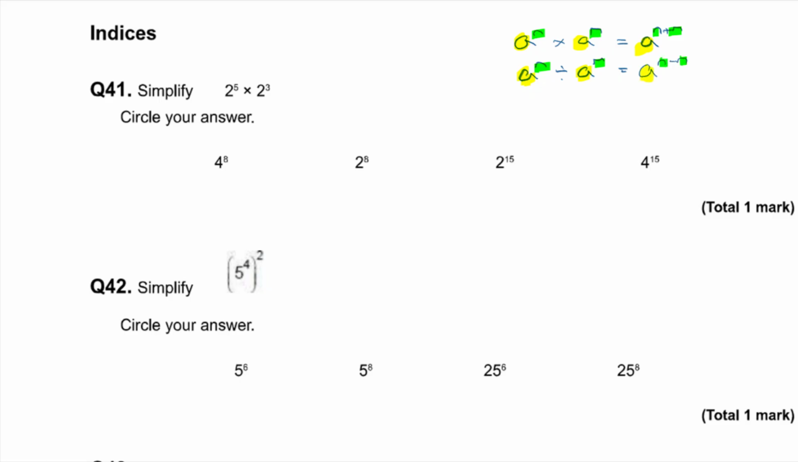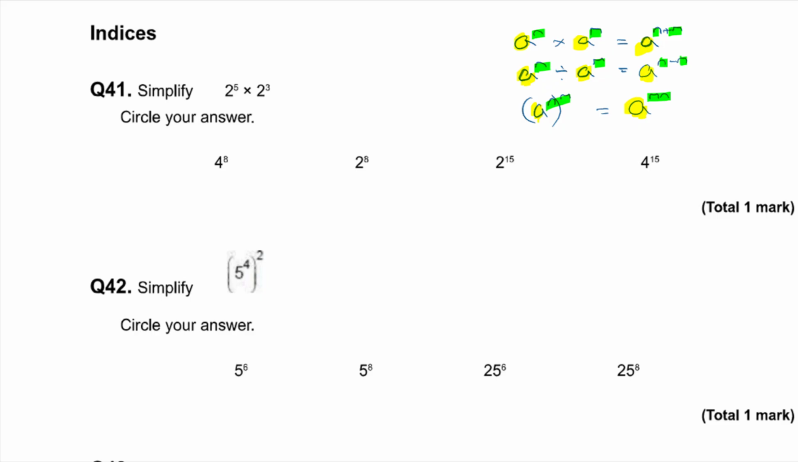And then finally, the last rule that we need to remember is if I've got a number with a power and then I raise it to another power, then I'm going to be multiplying those indices together. So a to the n raised to the power of m is going to be a to the power of m times n. Okay? So these are the three rules that you need to remember and be able to apply to these questions to answer them correctly.